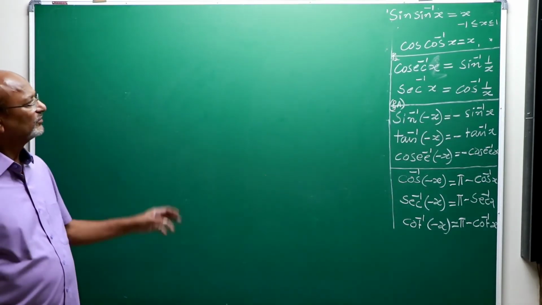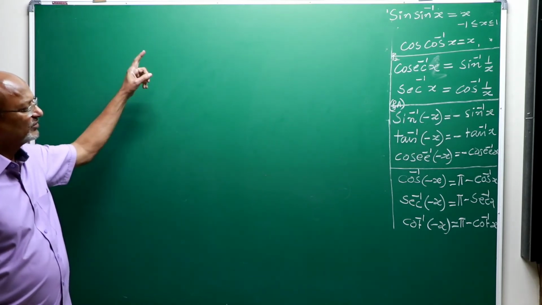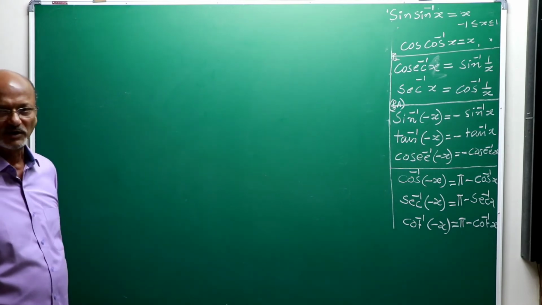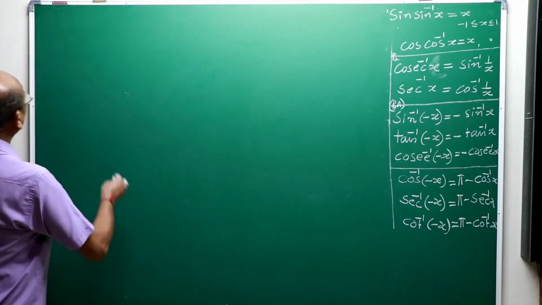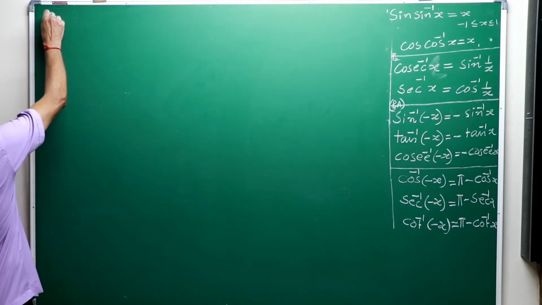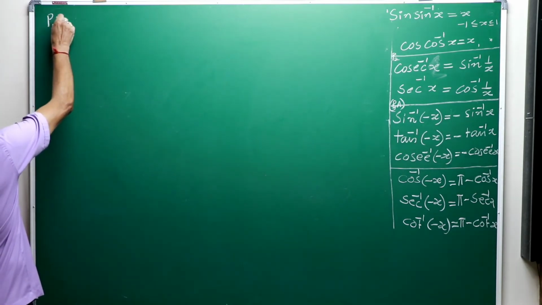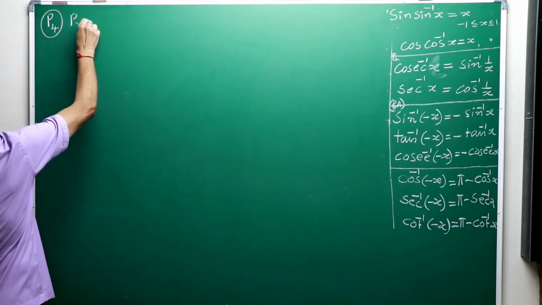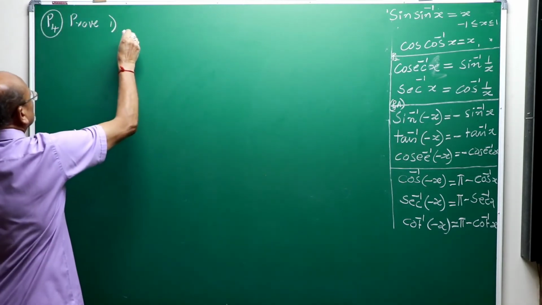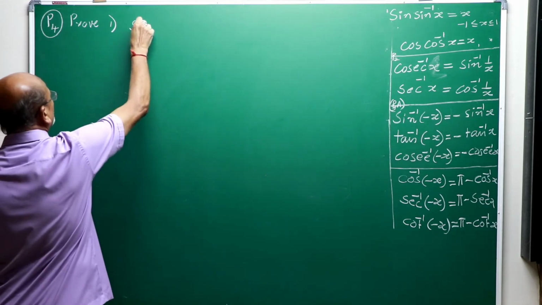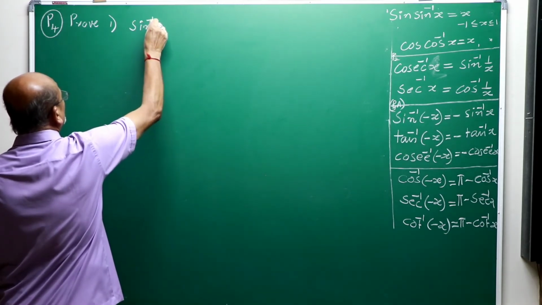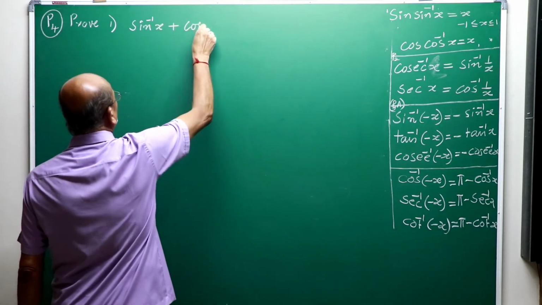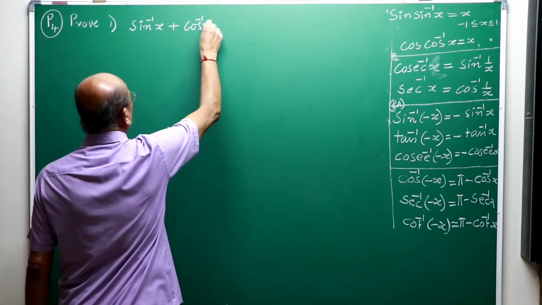My friends, I will continue with the fourth property. I do only the theory part; examples I do tomorrow. Okay? This is the next property, P4. Prove: 1. Sine inverse x plus cos inverse x equal to π/2.